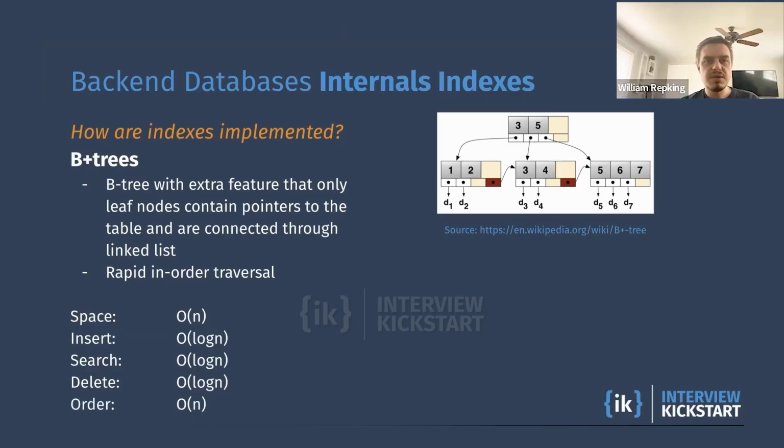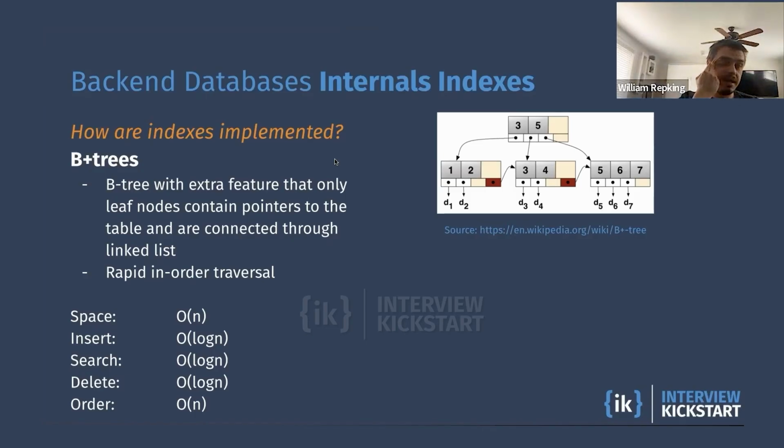Okay. All right. So the difference, these are basically the same things, except that a B plus tree is optimized for in order traversal. And so it's a little bit faster if you're ordering or sorting.